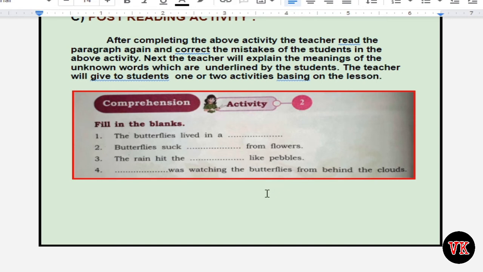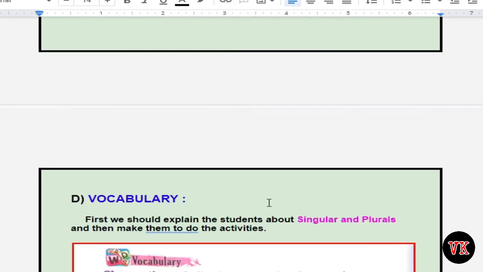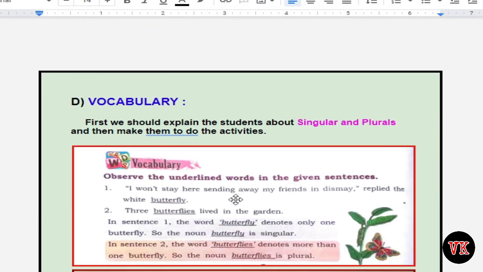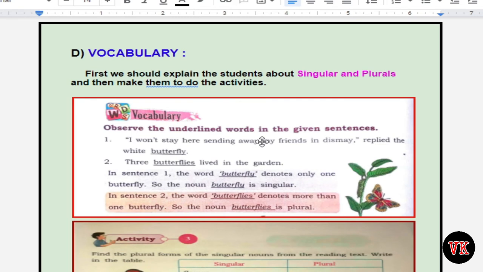The next one, vocabulary activity. First, we should explain the students about singular and plurals and then make them do the activities. In this activity, we have to explain very clearly what is singular, what is plural. You see here vocabulary, observe the underlined words in the given sentence. I won't stay here, sending away my friends in dismay, replied the white butterfly. Here the underlined word is butterfly. The next, 3 butterflies lived in the garden.